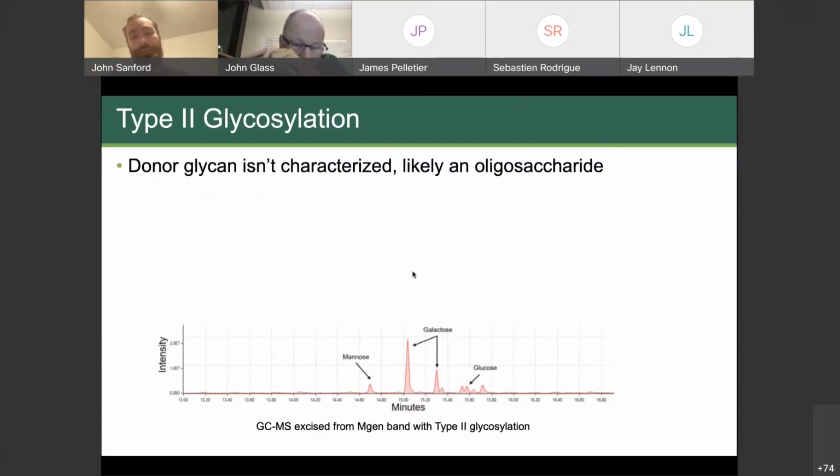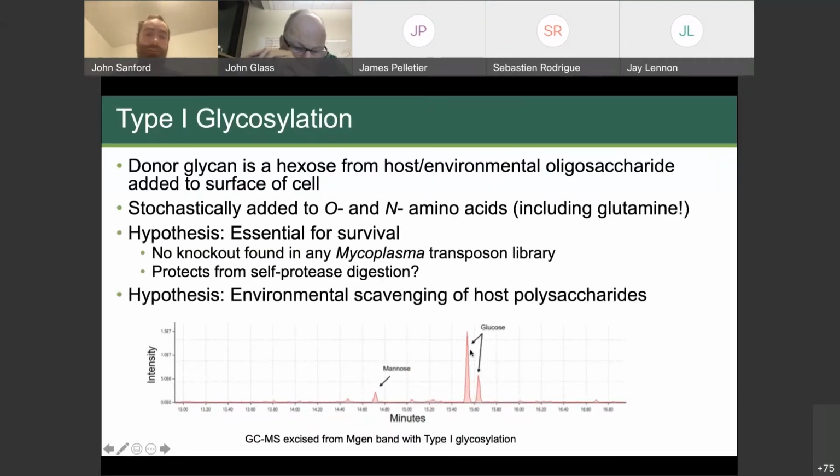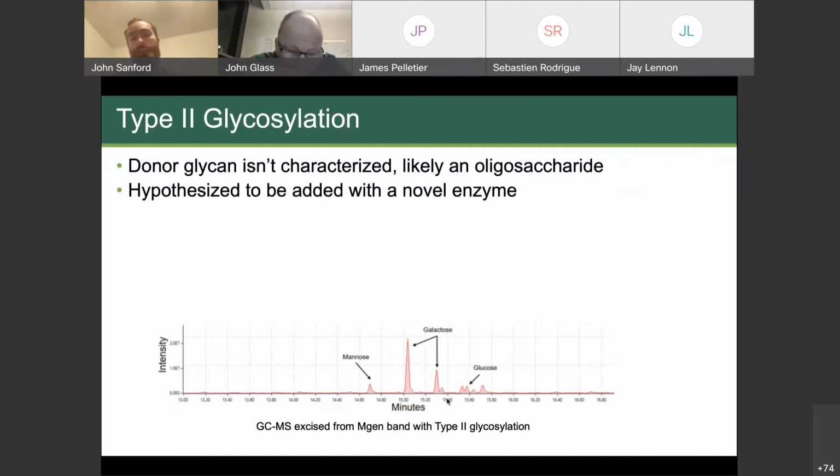The type 2 system, as I mentioned, is a little bit unknown. If I jump back quickly and look at this GC chromatogram from that first band, you see lots of instances of glucose and mannose. Whereas this type 2 system has much lower glucose and mannose levels and a significantly higher galactose within the excised band.